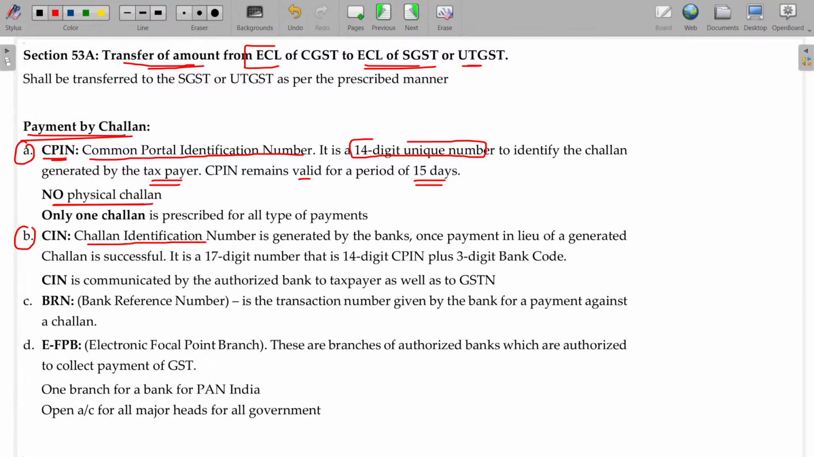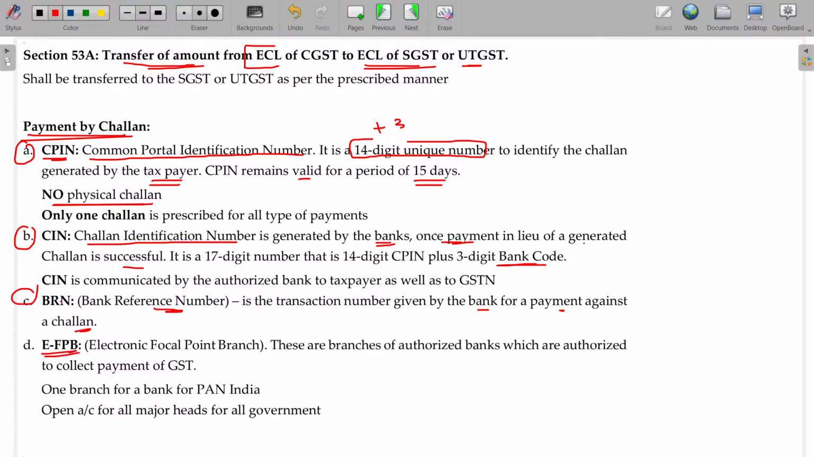The challan identification number is generated by the banks once the payment against the generated challan is successful. Once it is received by the Government of India, then you will get the SIN. The SIN is the CPIN with 3 more digits added for the bank code, for reference. First, once you deposit, you get the CPIN. Once it is credited in the respective account, you get the SIN. SIN will have 17 digits and CPIN will have 14 digits. And we have the BRN, bank reference number, which is the transaction number given by the bank for payment against a challan.